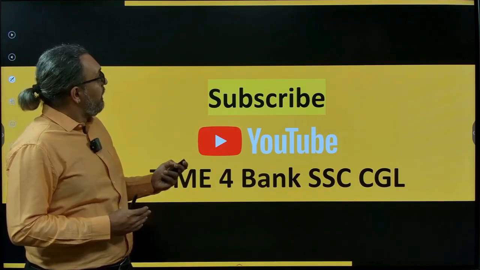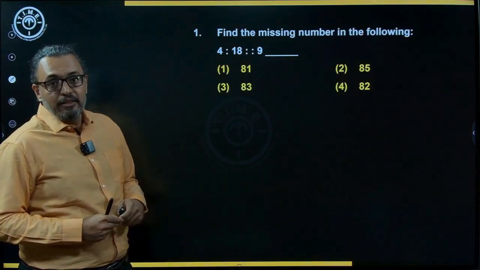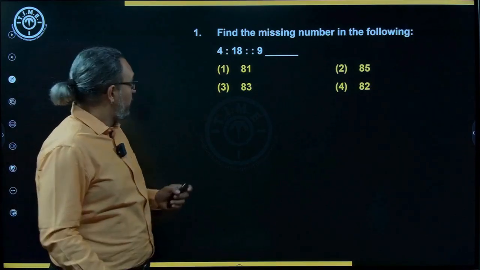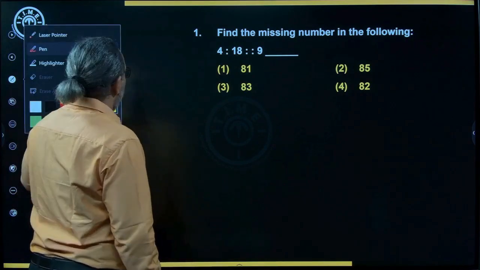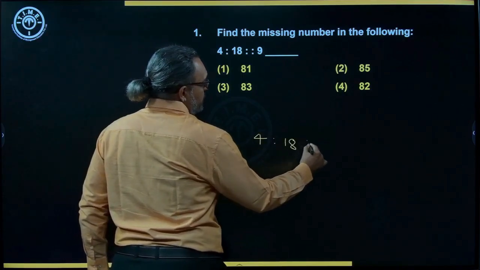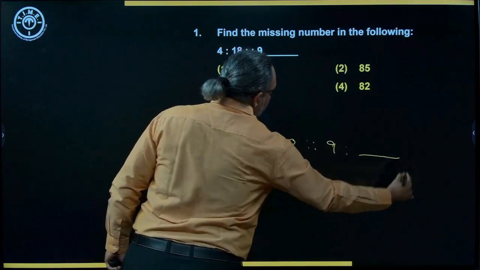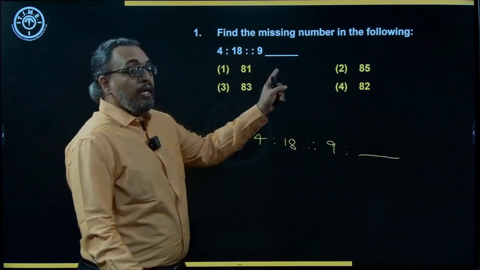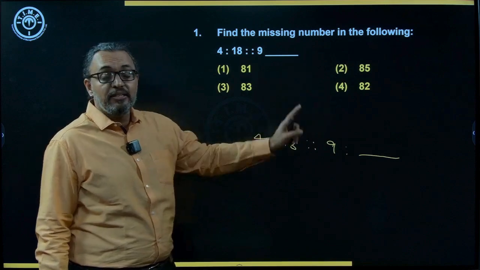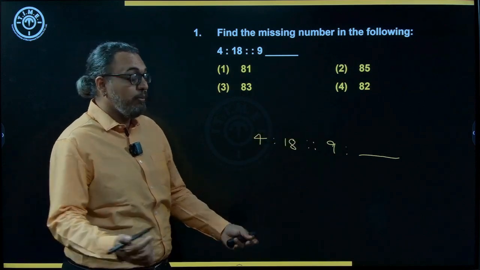Okay. Right. So now let's start the questions. Find the missing number in the following, he says. So here we have 4, 18, similarly 9 and blank. Now, as you can see, based on the options, you have 9 and everything in 80s. So square would be better.